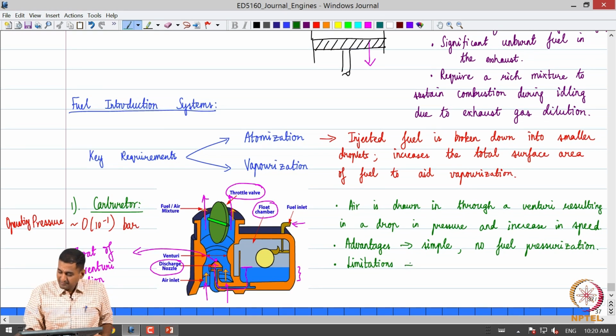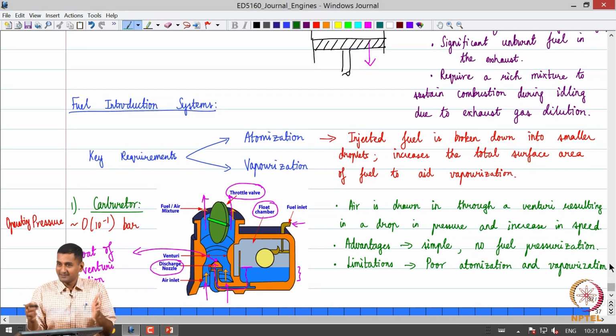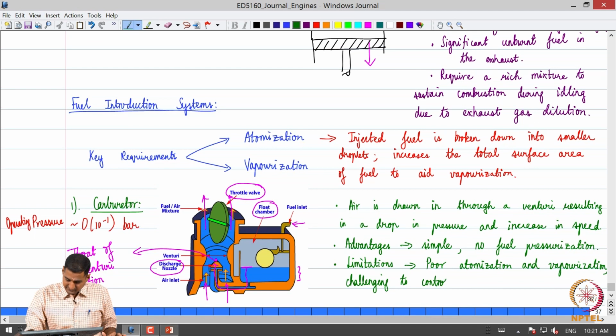So compared to other designs, the atomization and vaporization are going to be relatively poor, because the higher the pressure difference, the better the atomization. Here the pressure difference is the lowest, so this is going to result in poor atomization and vaporization, and it is challenging to control over a wide range of operating conditions, okay.